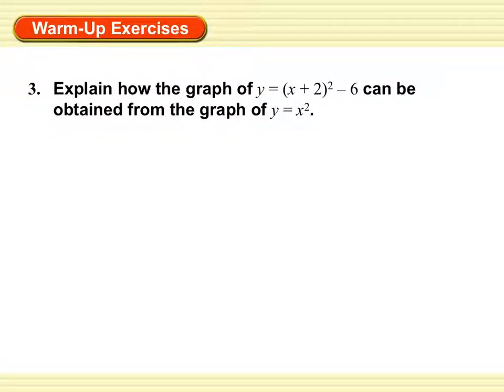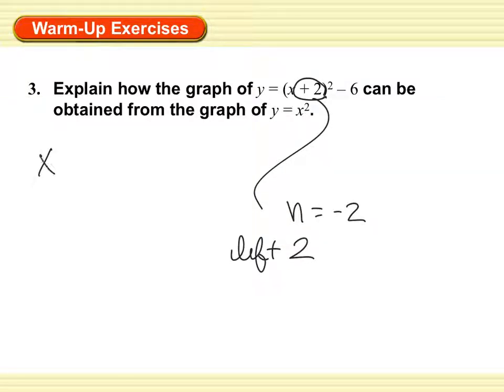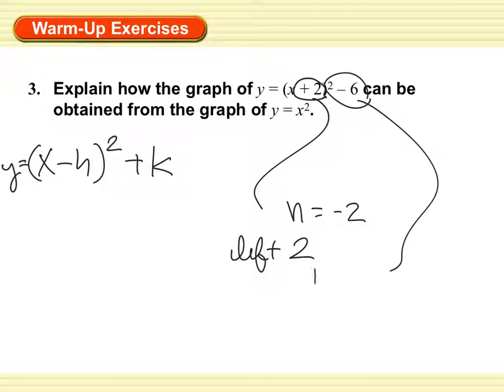Still warming up. Explain how the graph of y equals x plus 2 quantity squared minus 6 can be obtained from the graph of x squared. Okay, this right here means I'm going to the left 2 units. h equals -2 because it's x minus h squared plus k. And this one right here means k is -6, so I'm going down 6 units.